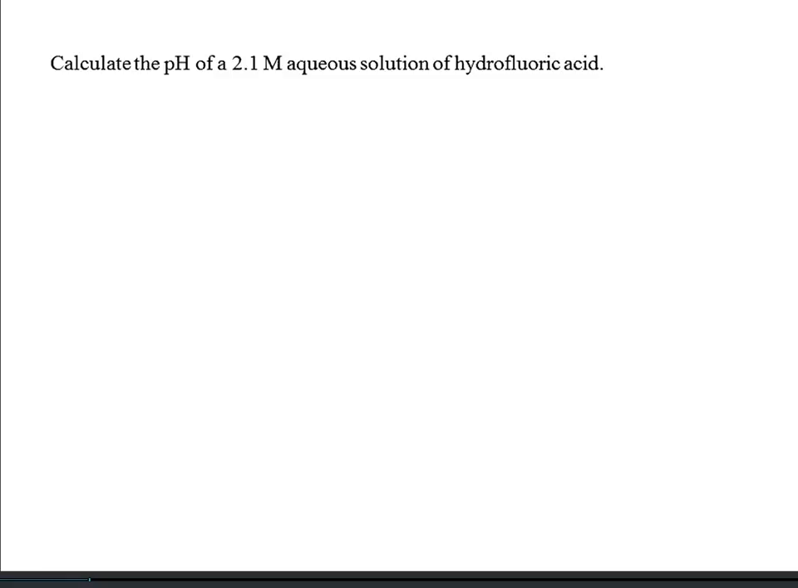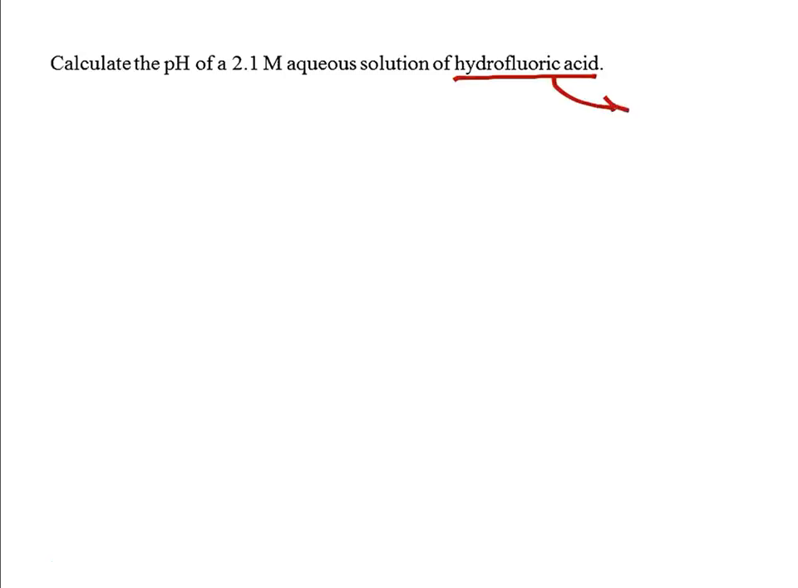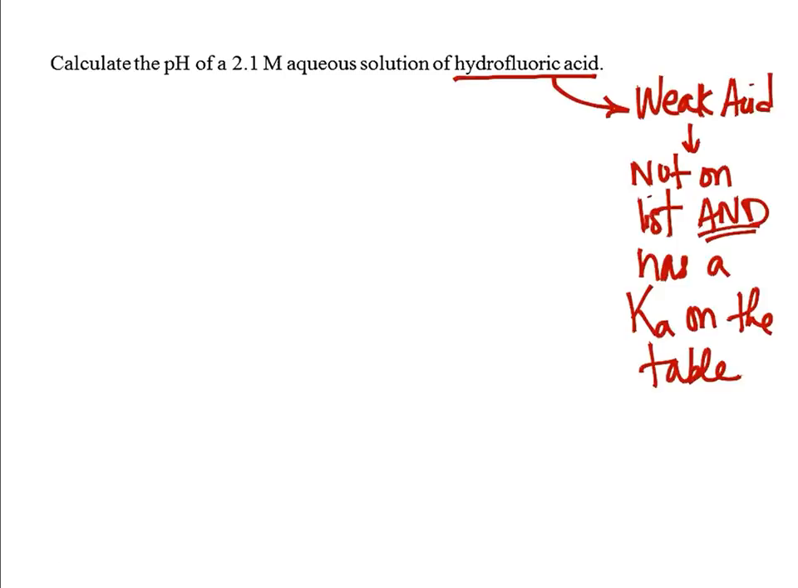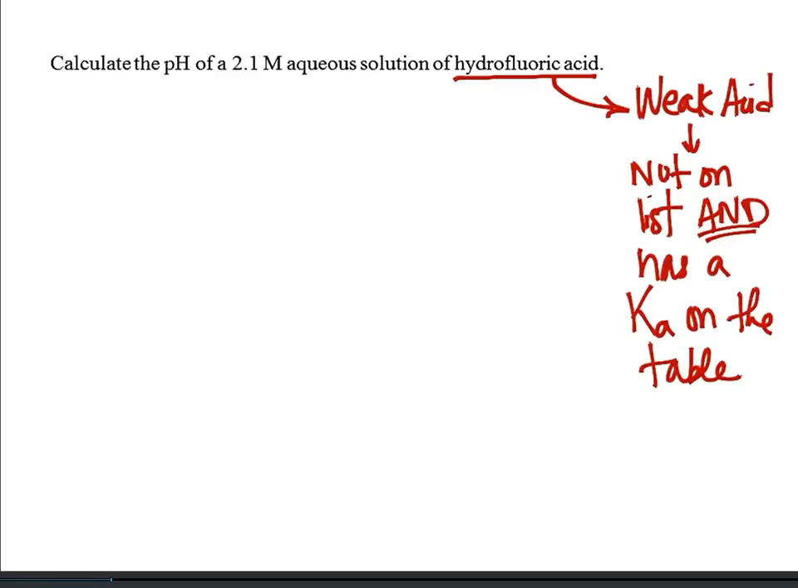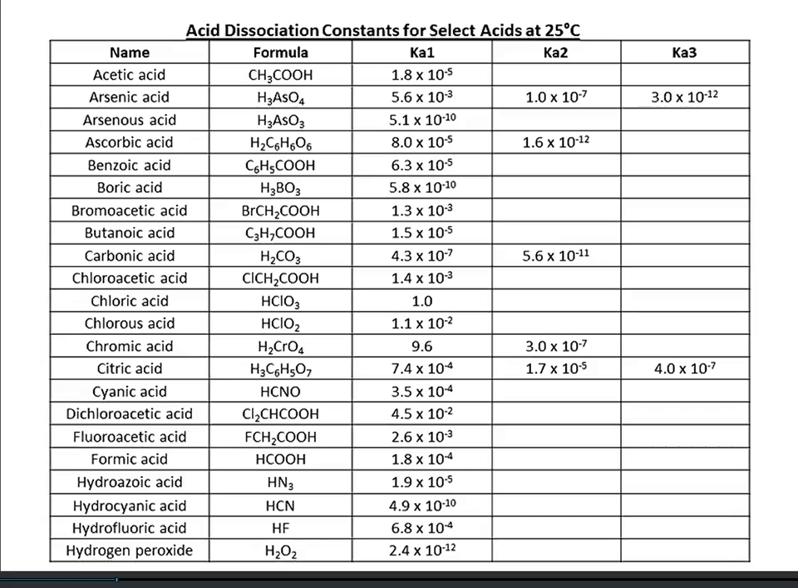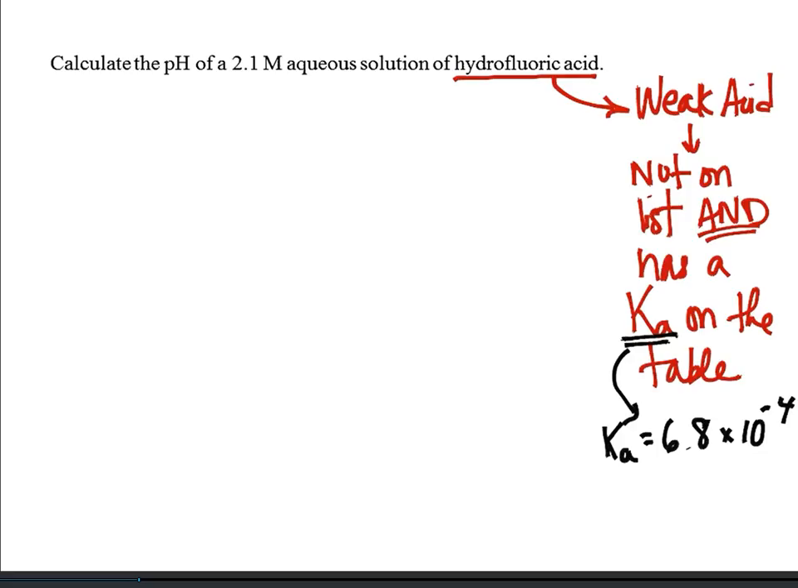Now we're going to move on. We're going to do a 2.1 molar aqueous solution of hydrofluoric acid. Hydrofluoric acid is not on our list of strong acids. It is a weak acid, and you're going to know that because it's going to be on the table for Ka values. So you're going to look at the table, and you're going to look up the Ka. Hydrofluoric acid is near the bottom, right down here. 6.8 times 10 to the minus 4 is Ka. That's actually a relatively strong acid for the weak acids that are on the table.